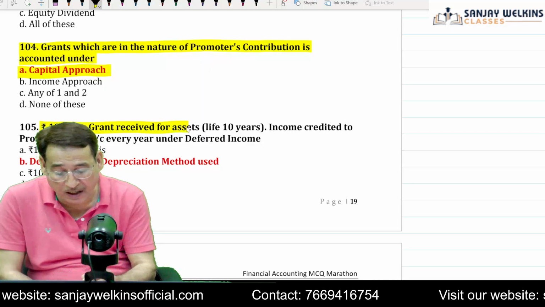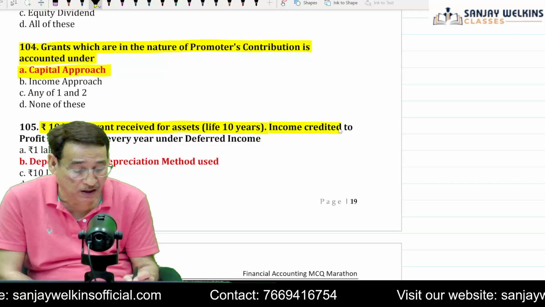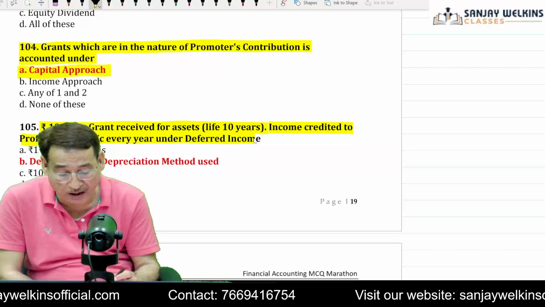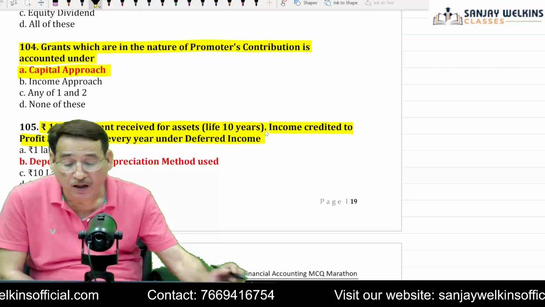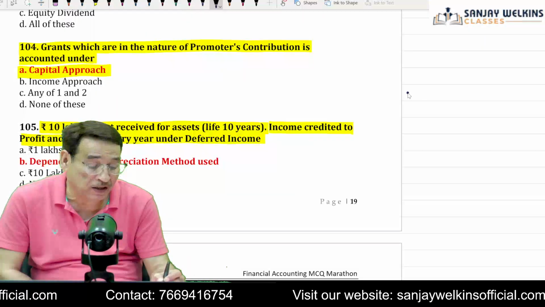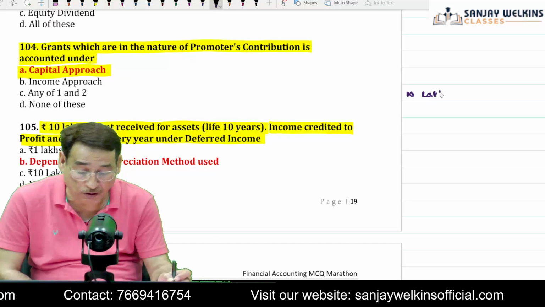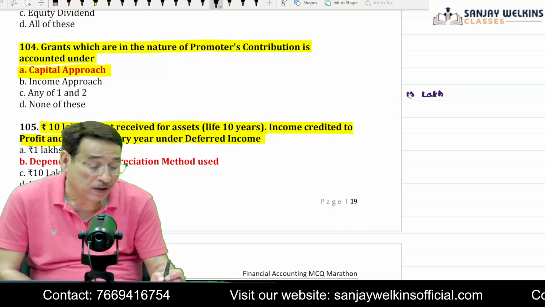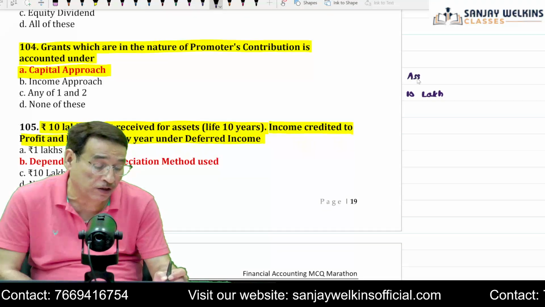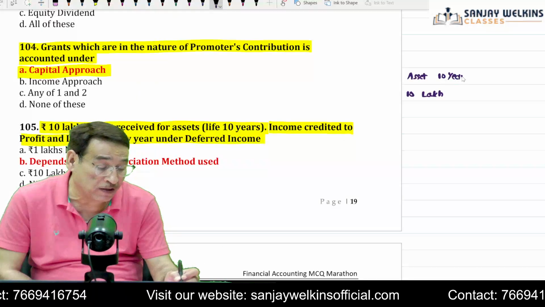Rupees 10 lakh grant received for an asset, and the life of the asset is 10 years, and income is credited to the profit and loss account every year under deferred income. Now, actually in this question, it is stated that the entity has received 10 lakh worth of grant. Correct? And it is also given that this grant has been received in connection with an asset and the life of the asset is 10 years.